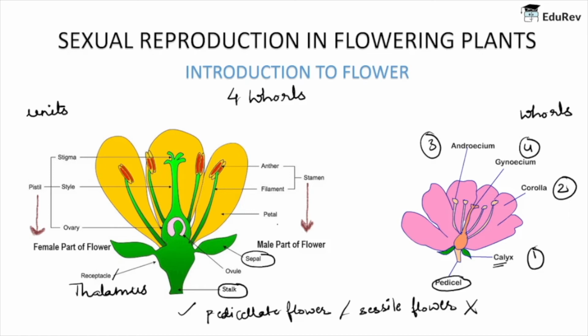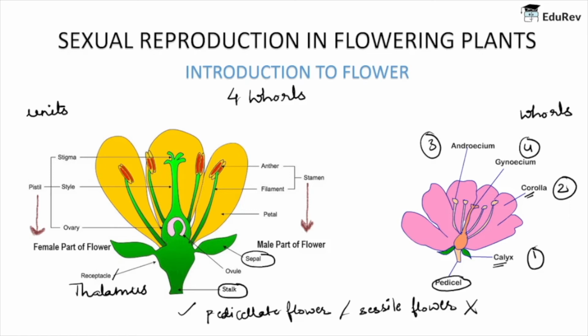Clear till now? Now, moving on to the second whorl on the pink flower. The second whorl is called corolla. And what is the unique feature you see in corolla?